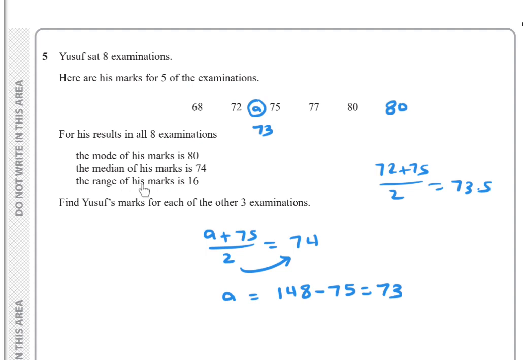Now the range of his marks is 16. If we subtract 80 minus 68 equals 12, it doesn't work. So we need to add 1 mark less than 68. If this mark is B, then 80 minus B equals 16. So B equals 80 minus 16 equals 64. So this value is 64.